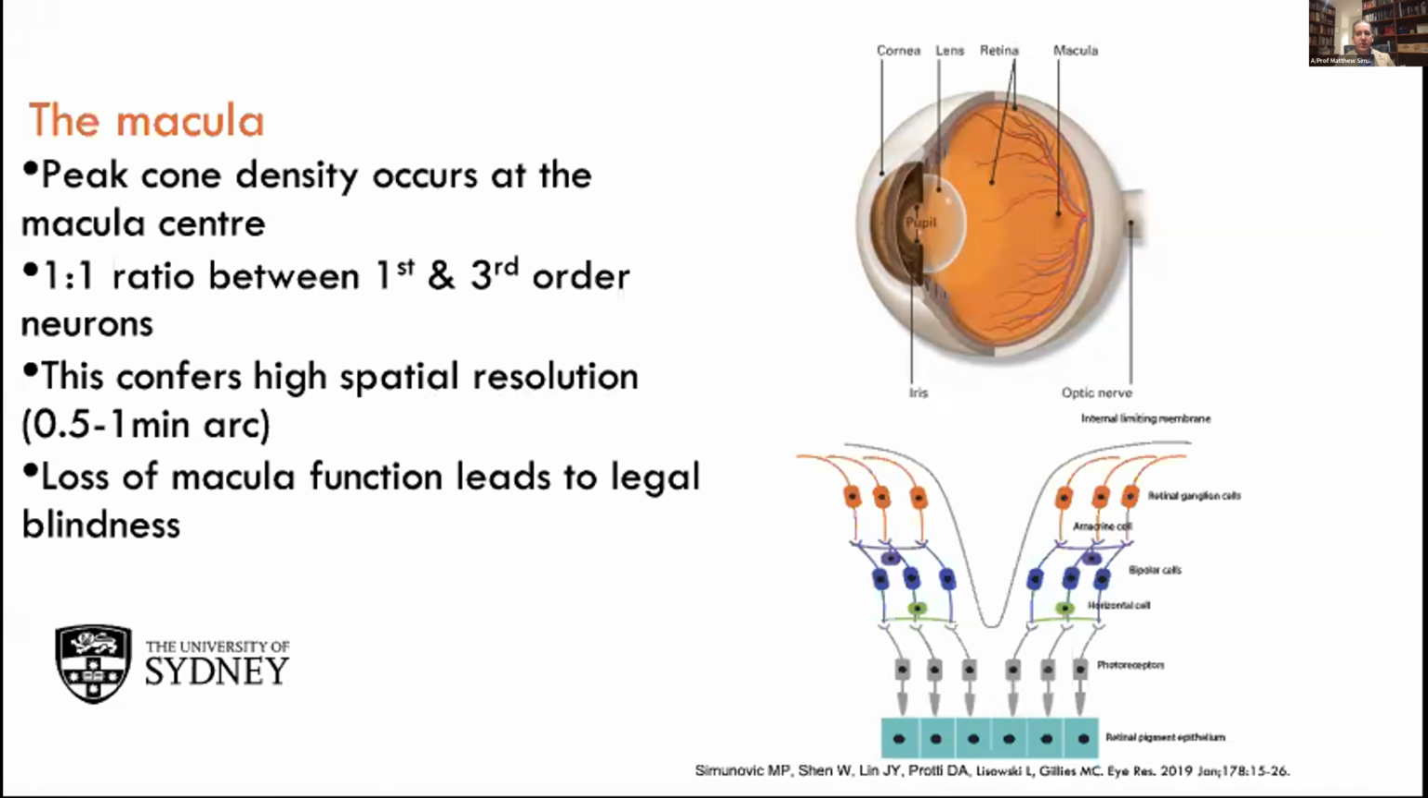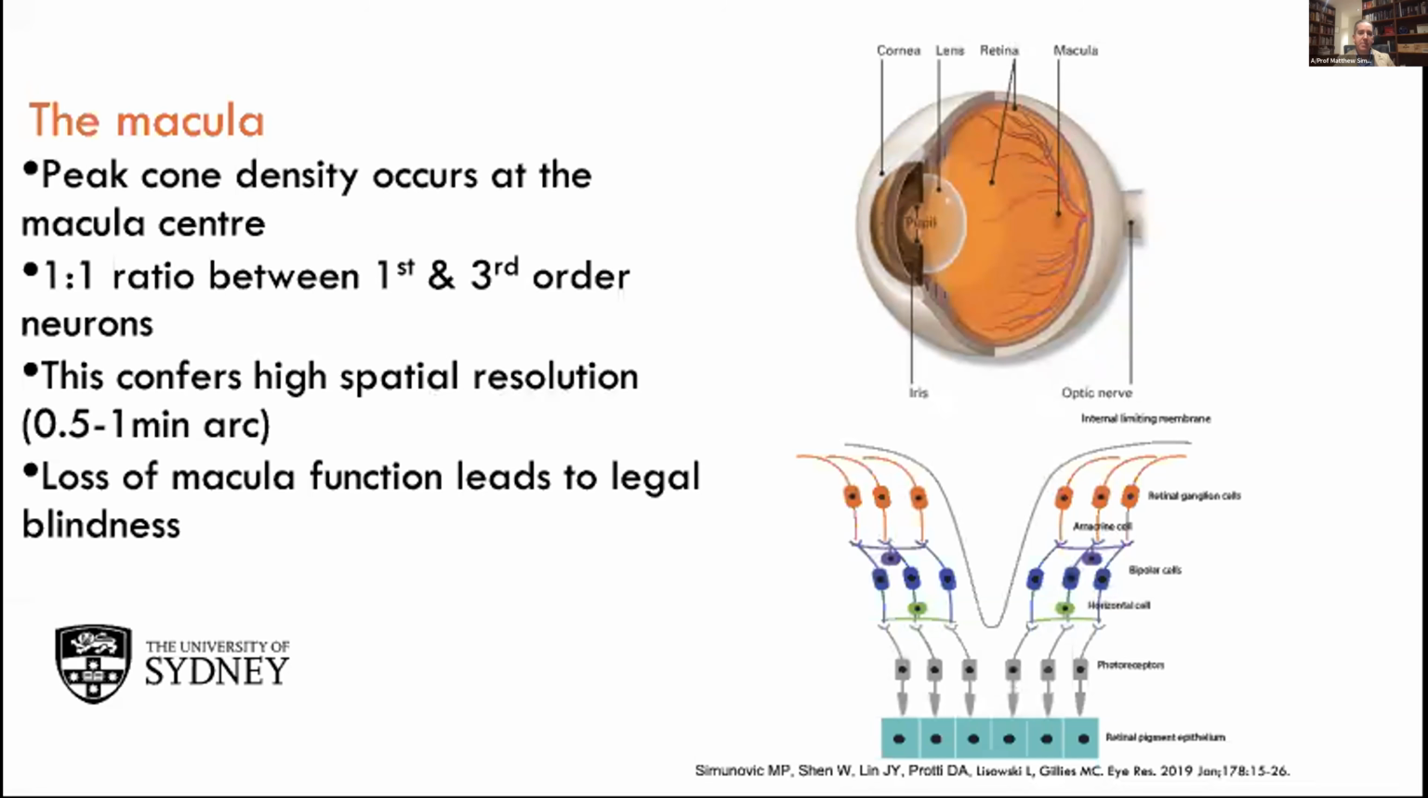This, as well as its connections to the second order and third order neurons, gives us our high spatial resolution at the macula, that is good visual acuity. The macula also gives us our best color discrimination, as well as temporal resolution. That's the ability to detect things like flicker and movement.